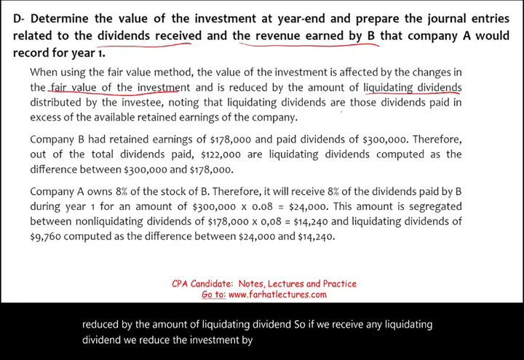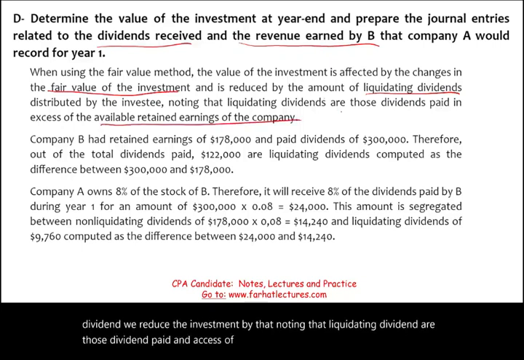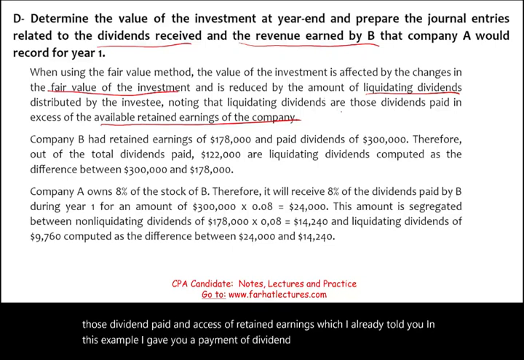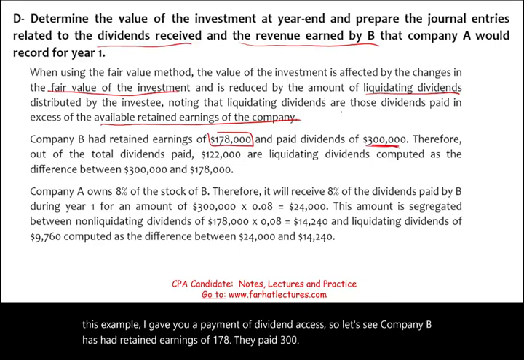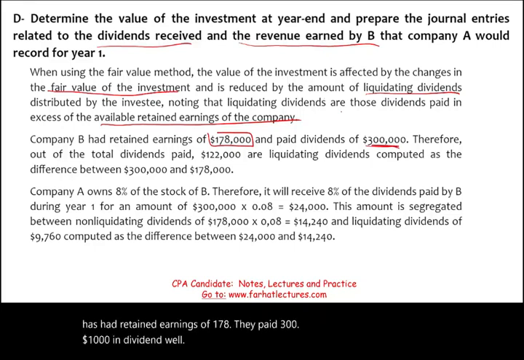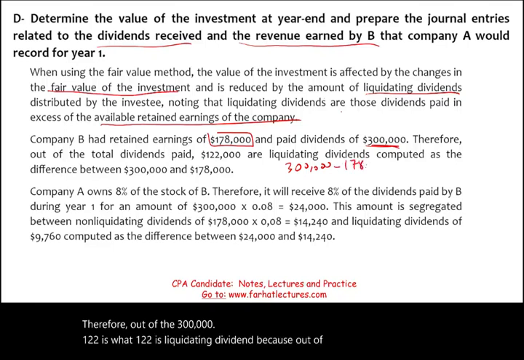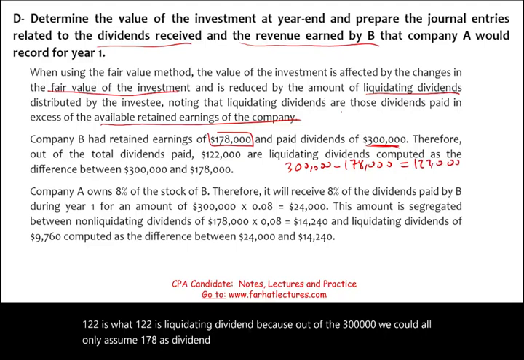Noting that liquidating dividends are those dividends paid in excess of retained earnings, which I already told you in this example. I gave you a payment of dividend in excess. So let's see. Company B has had retained earnings of $178,000. They paid $300,000 in dividend. Therefore, out of the $300,000, $122,000 is liquidating dividend, because out of the $300,000, we could only assume $178,000 is dividend and the remainder is liquidating dividend.